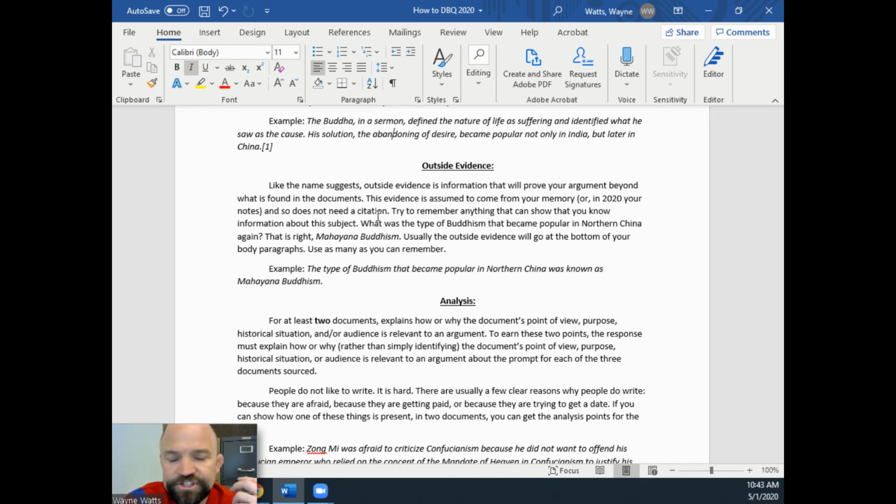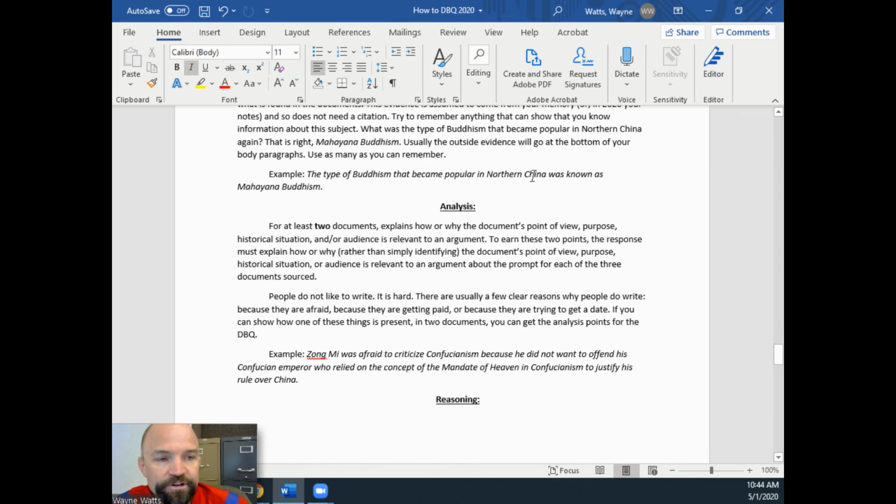Try to use as many as you can remember. Again, the DBQ is just a normal essay. If you have more information, say it. There's no getting anything wrong, although, of course, you don't want to just copy and paste from, say, your book, because that would be plagiarism. But if you know more information, say it. Put it into your own words. So, example: the type of Buddhism that became popular in northern China was known as Mahayana Buddhism.